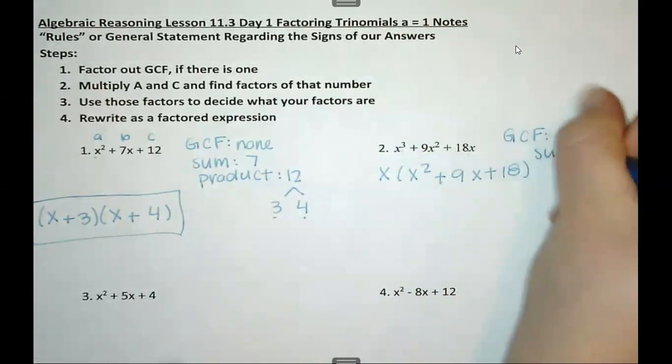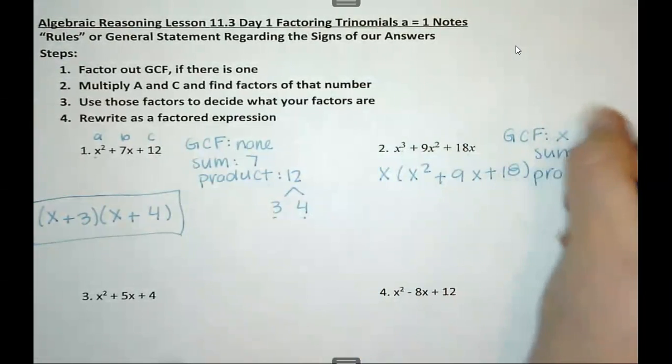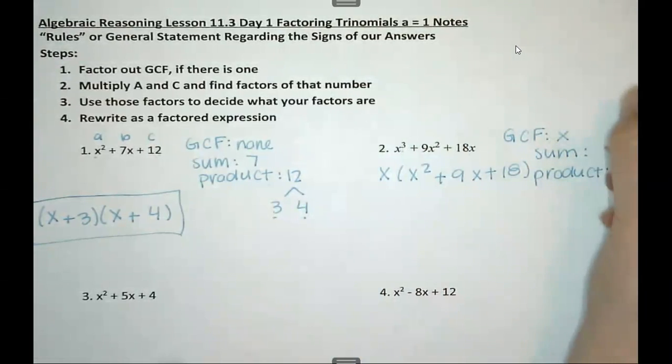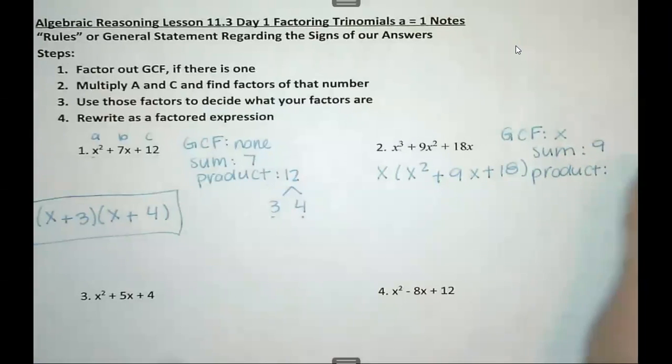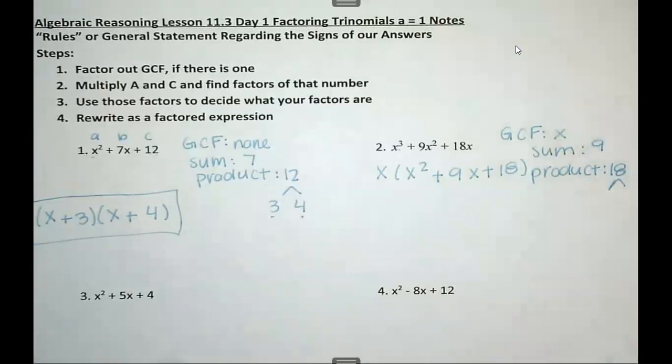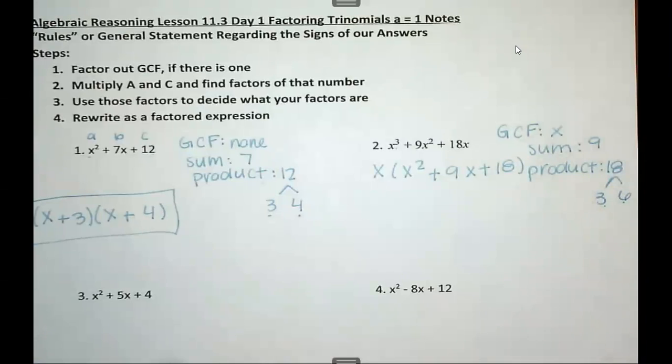All right, then my sum and my product. So my sum is the middle number, which is 9, and my product is my last number, which is 18. So I'm trying to think of something that multiplies to give me 18 and adds to give me 9. So I could use 2 and 9 to get 18, but 2 plus 9 does not give me 9. I could use 3 and 6, and 3 plus 6 would give me 9, so that must be what I need to use. So then I write my final answer.